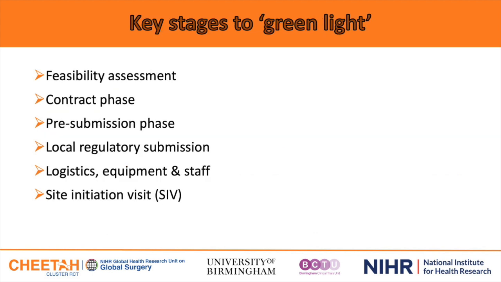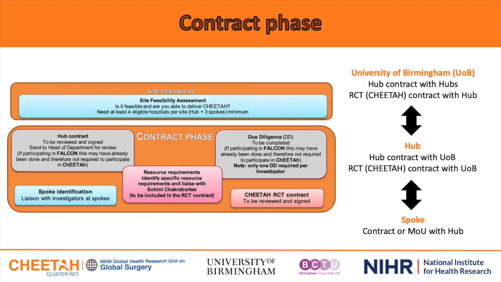There are a number of key stages towards the green light, i.e. site activation, and we'll talk through each of those stages in a little bit more detail. The feasibility assessment is performed by the hub team. The hub team will confirm that it's feasible to deliver CHEETAH and that they have at least 4 eligible hospitals in country also able to participate in the trial.